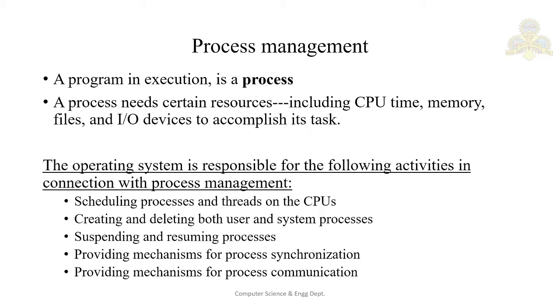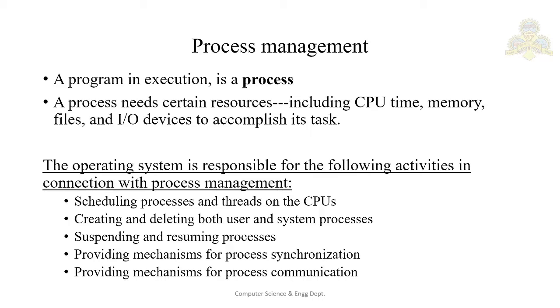Now, a process needs a certain amount of resources to complete its task. These resources are your CPU time, memory, files, and IO devices. The operating system allocates these resources to the process whenever the process is created or it is being executed. Now we will understand how the operating system is responsible in connection with process management. What are the activities that will be done by your operating system in process management?